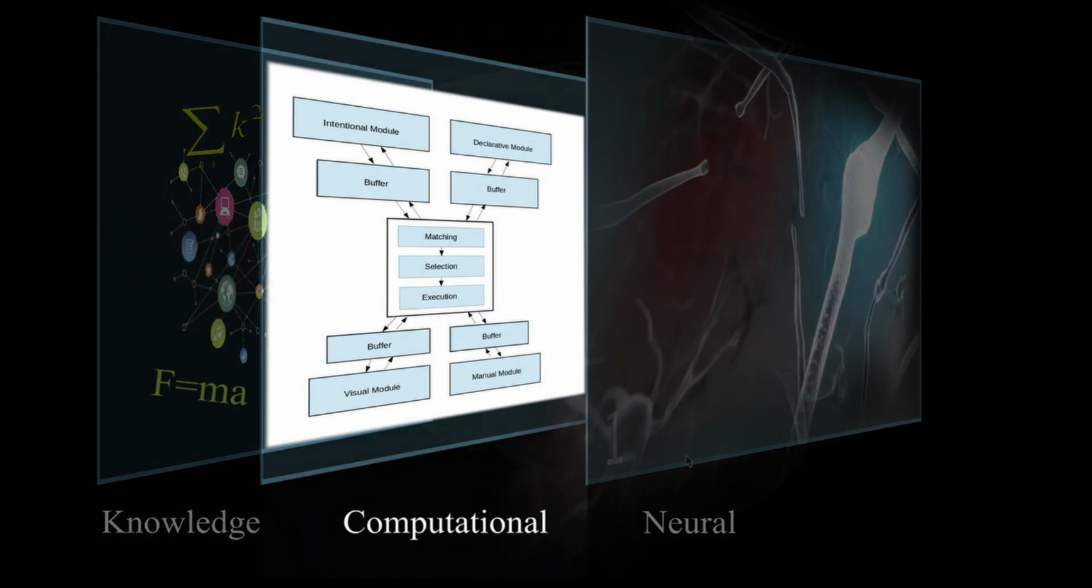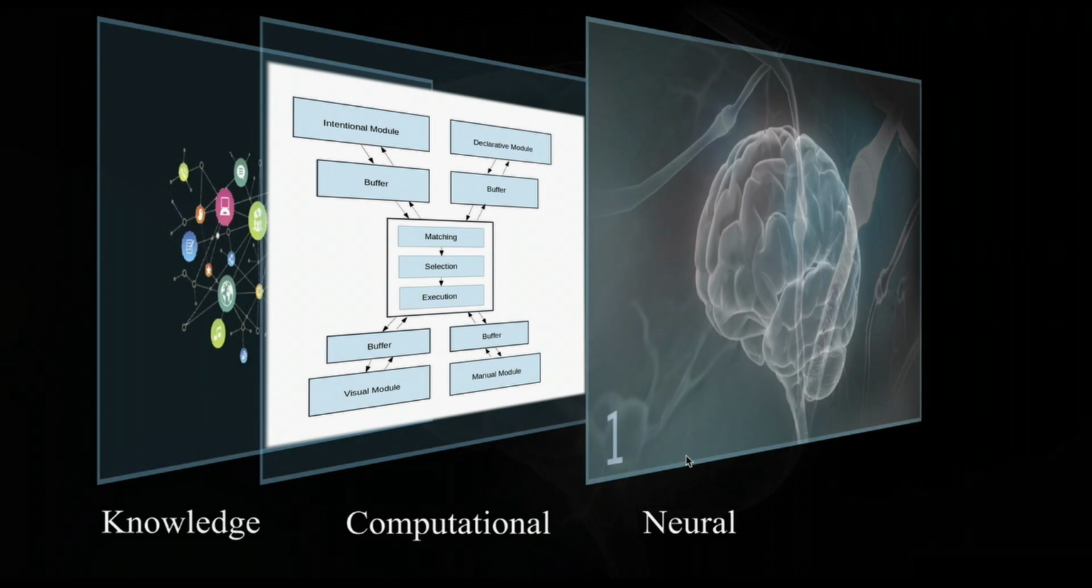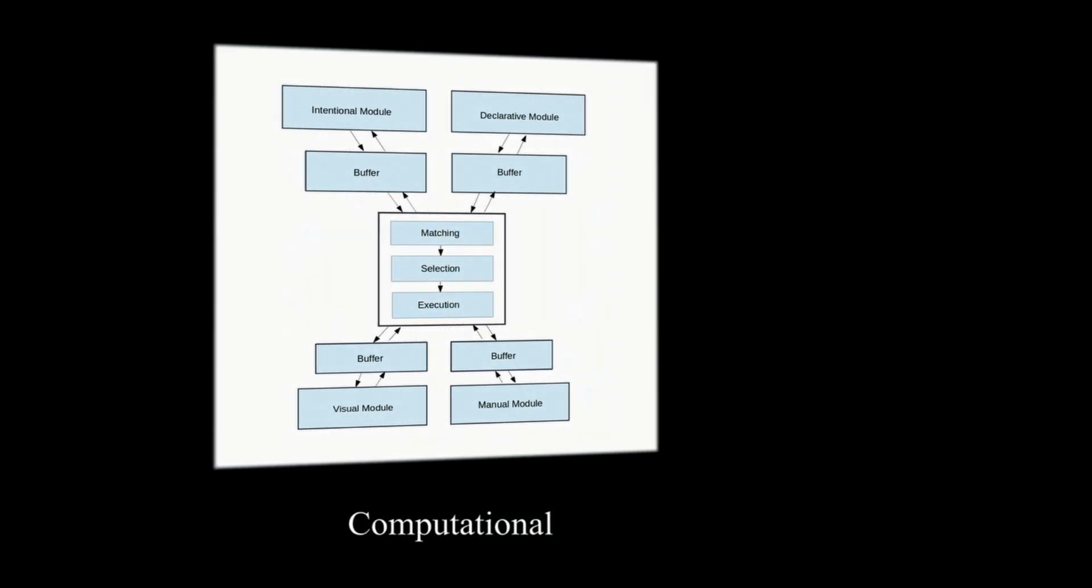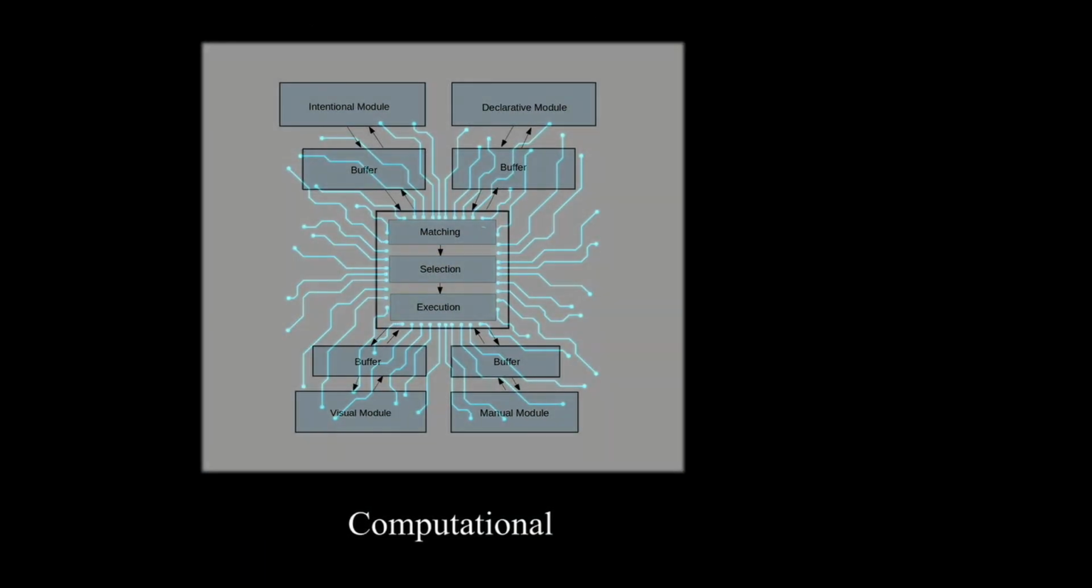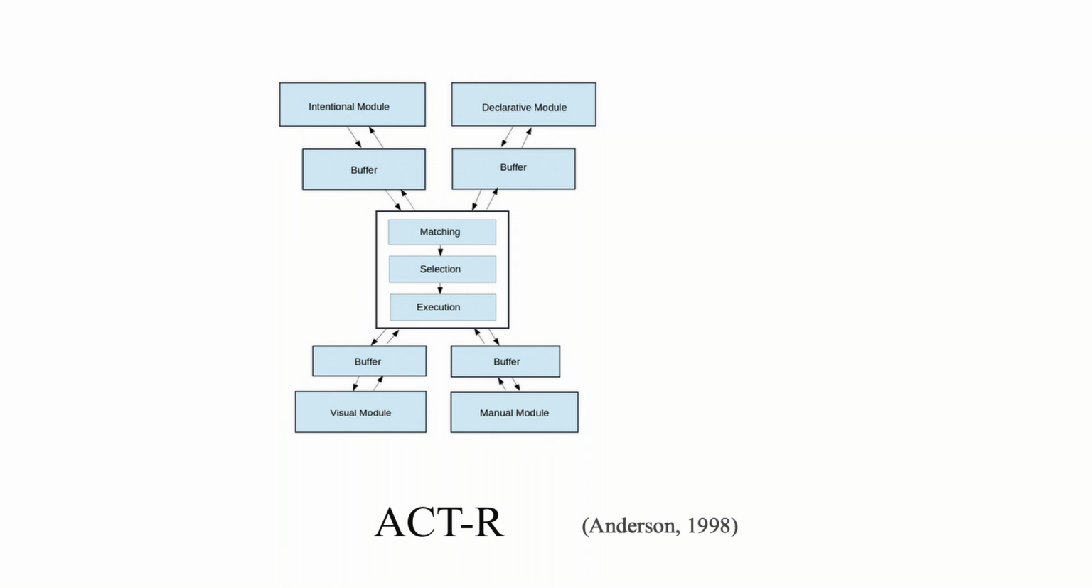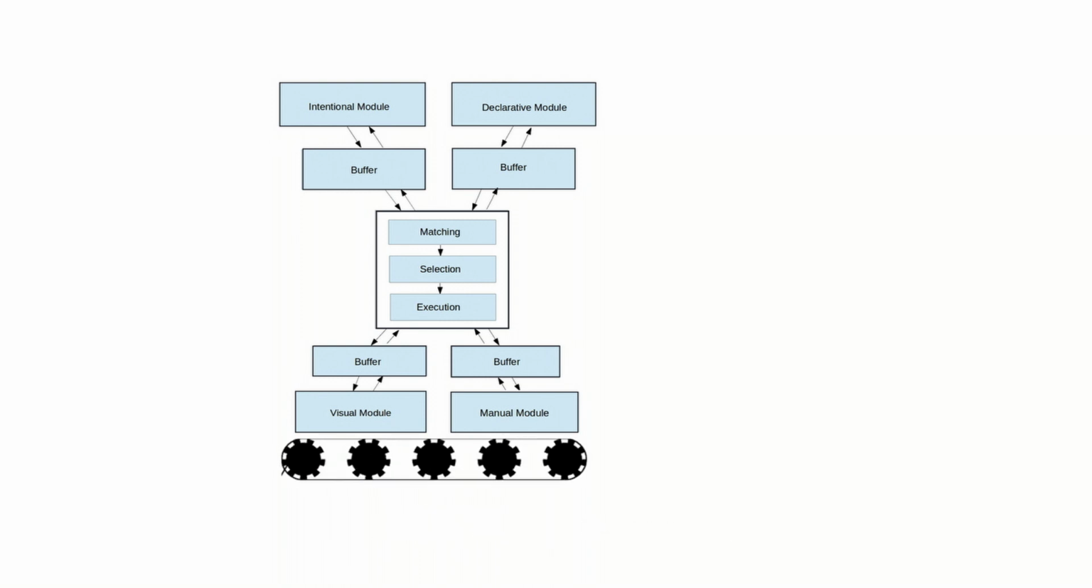The architecture of the mind is what cognitive modeling attempts to discover. The computational architecture that will be discussed here is ACT-R. We will begin at the base of the cognitive architecture, the production system.